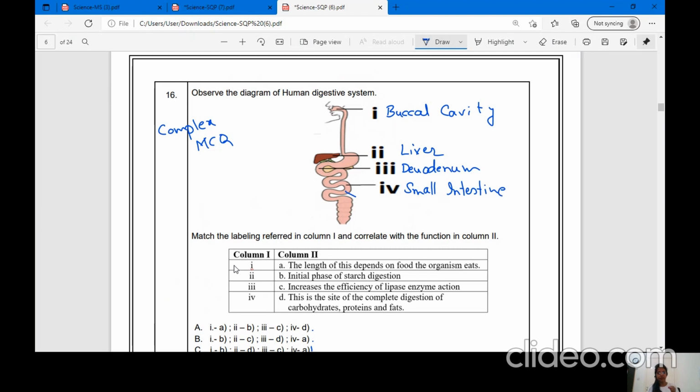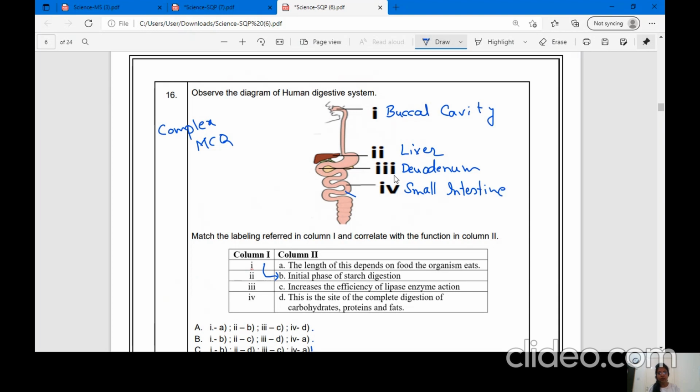Match the labeling referred in column 1 and correlate with the function in column 2. Now, what is this? Column 1. Okay, buccal cavity, initial phase of starch digestion. Inside buccal cavity, we have saliva, and saliva has salivary amylase. That amylase breaks starch into maltose and isomaltose. So in buccal cavity, starch digestion starts.